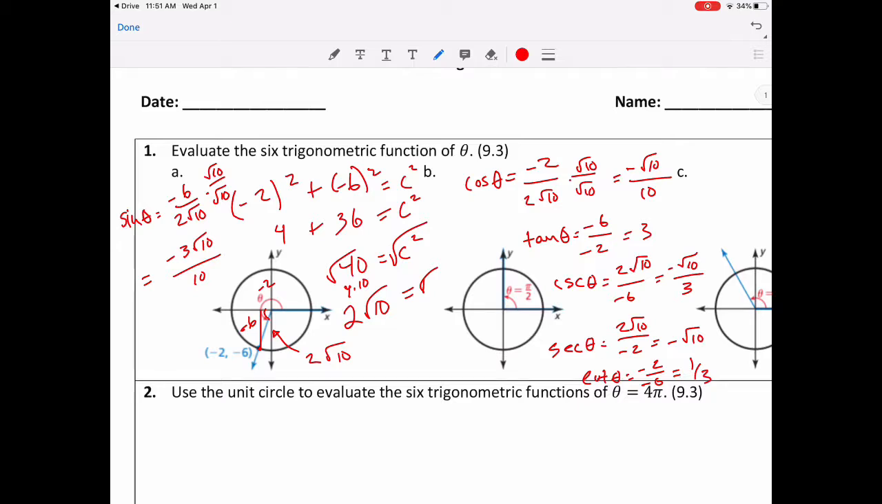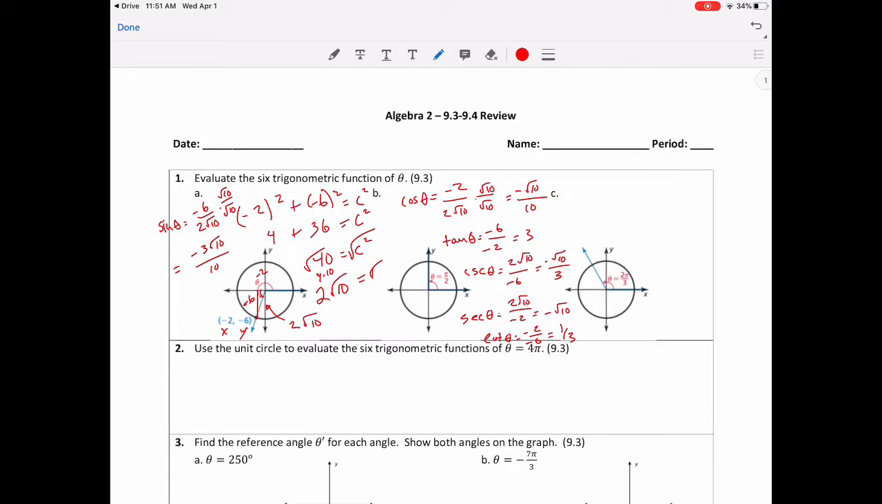Okay, so what did we do? Well, we drew in our sides. X is -2, y is -6. And then, of course, I solved for the radius, or c here, using Pythagorean theorem. And then from there, once I had my 3 sides, I was able to construct all of my 6 trigonometric functions from there. Okay, let's look at the next one.